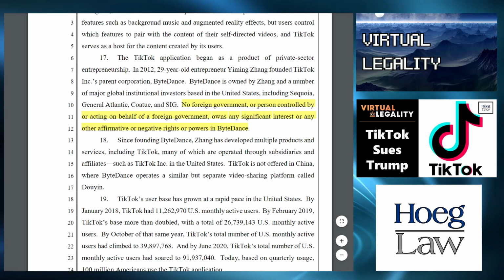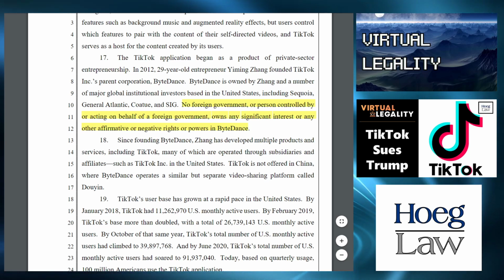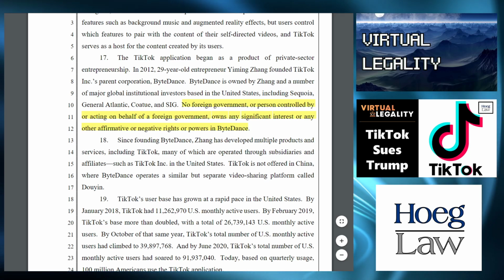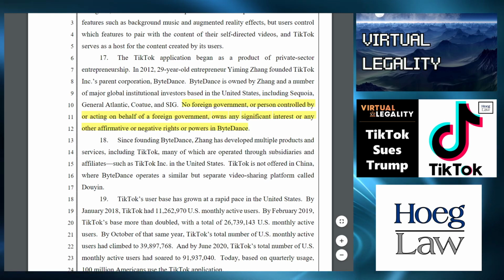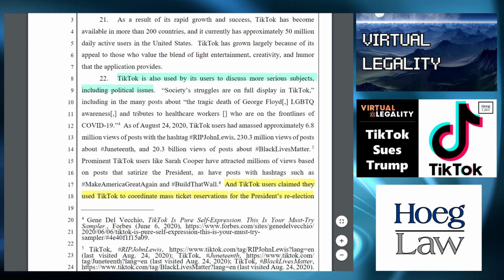The actual connection is with this particular individual named Yiming Zhang, and they want to say that China isn't directly involved. But again, the issue that you wind up having is that the president has declared a national emergency on these things, finds that connection, has the backing, at least to find that connection insofar as the executive order goes, and the court is going to be relatively unwilling to say that those findings of fact are untrue. Continuing on, they say TikTok is also used by its users to discuss more serious subjects, including political issues.